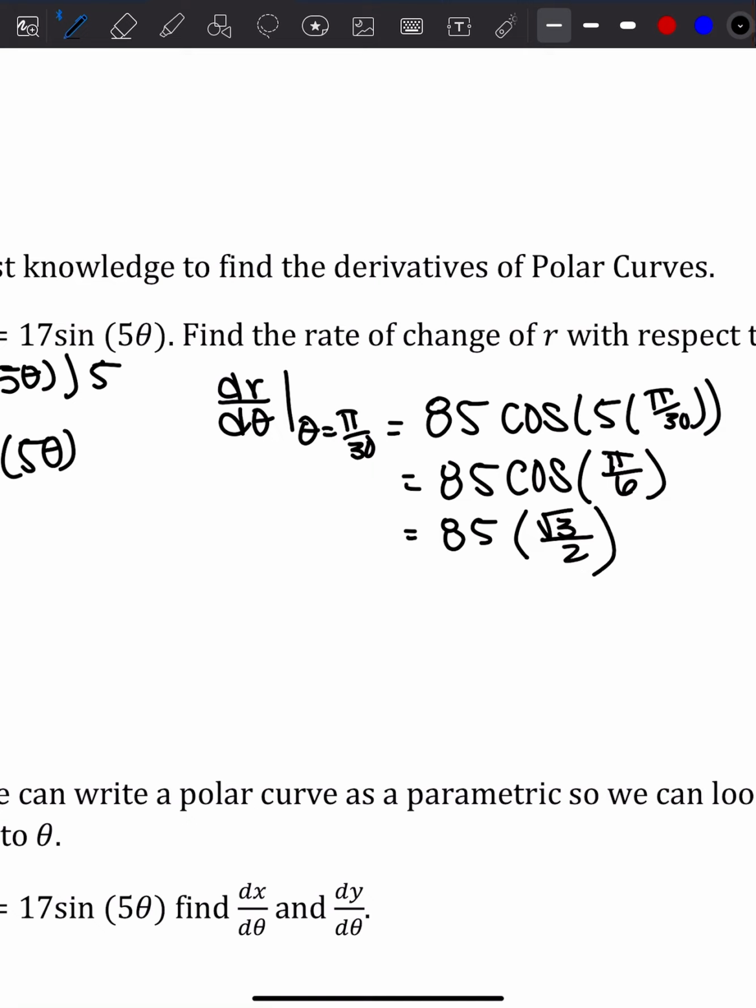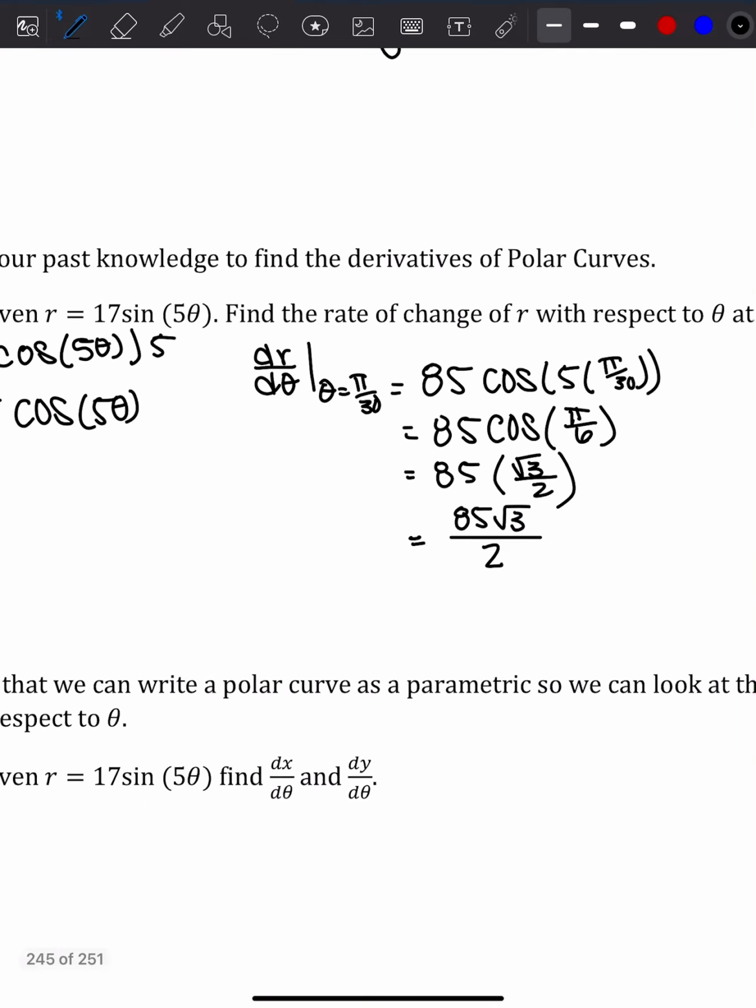Depending on what we want, I can leave it like this, or I can keep going. 80 divided by 2 would be 40. 5 divided by 2 would be 2.5. That doesn't really give us a nice fraction, so we can leave it as 85 square root of 3 over 2. But there's really not a lot to do with it, unless we have a calculator that we can figure out what the actual number would be.